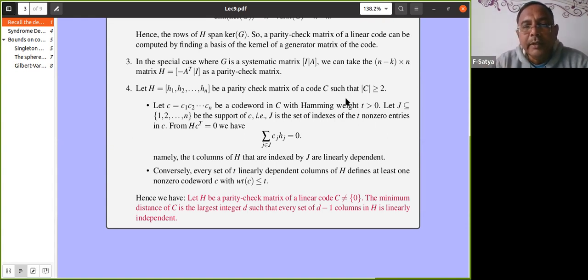Now, when you take H into C transpose equal to 0, what is it doing? It is a linear combination of the columns of H, and this is equal to 0. But certain entries, for example C1, may be 0, since C1 is not in J, so those terms are already 0. Some of them are left. Now it is a non-zero linear combination of the columns of H, so those particular columns become linearly dependent. Any doubts?